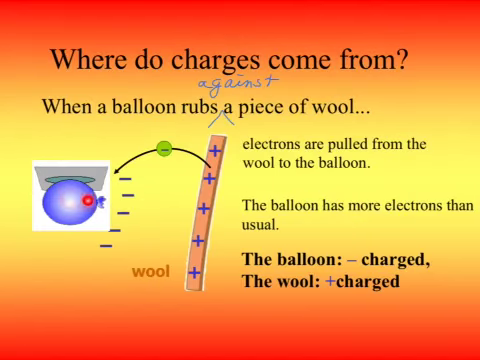When a balloon rubs against a piece of wool, here's the wool, some electrons are pulled from the wool to the balloon. The balloon has more electrons than usual, so the balloon is negatively charged, and the wool, lacking electrons, is positively charged.